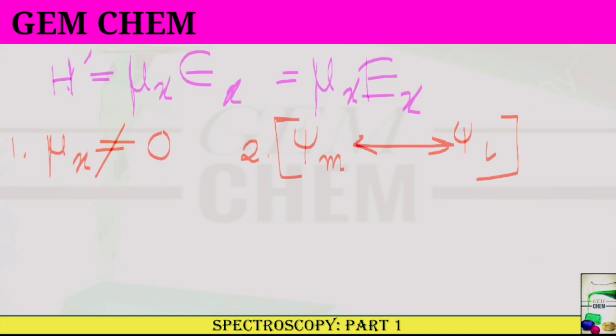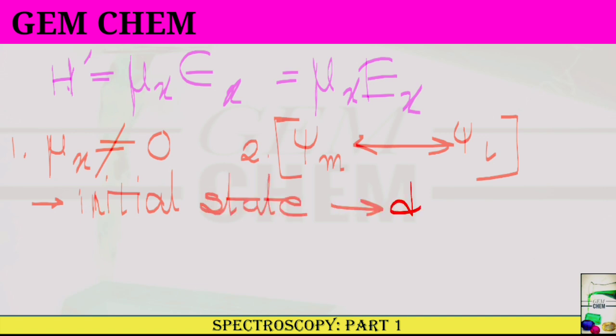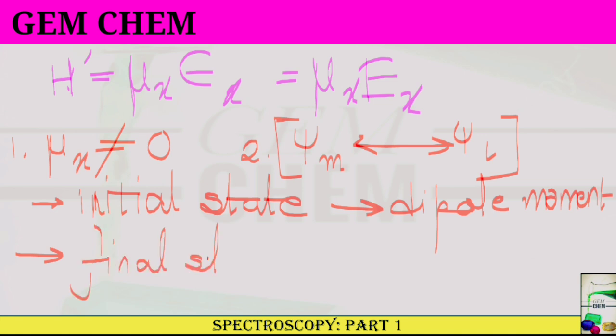So probability of having different combinations are present. We need to have three symmetry elements involved. One is symmetry of initial state. We need to consider symmetry of initial state. Another one we need to consider is symmetry of dipole moment. And the last thing which we need to consider is symmetry of final state. These three symmetry criteria are being involved in case of spectroscopy.